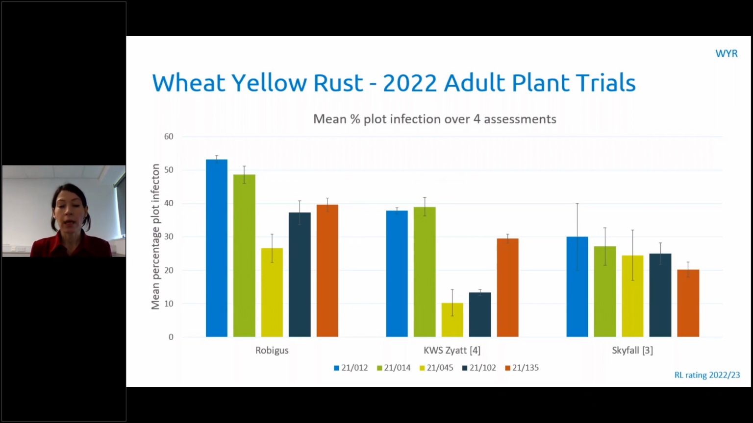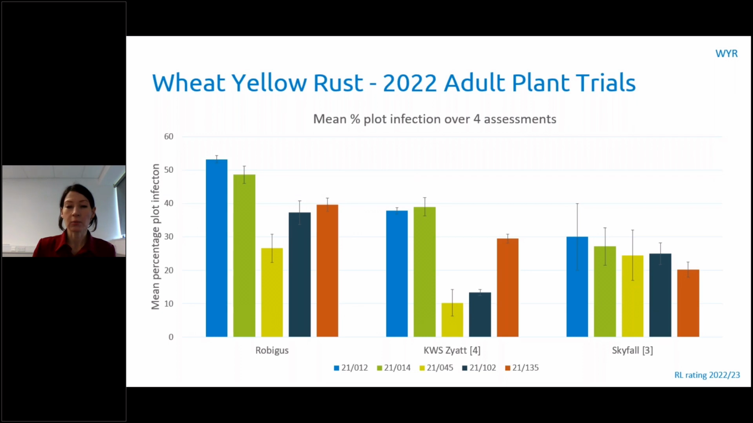In the middle, we have Cadorus, which had a rating of 4 last year, and it was the most susceptible RL variety in trials. And you can see we did have some differences between the isolates here, and it was more susceptible again to 2112 and 2114. And the last one is Skyfall, which had a rating of 3, and that was again susceptible to all 5 isolates at around the 20 to 30% mark.